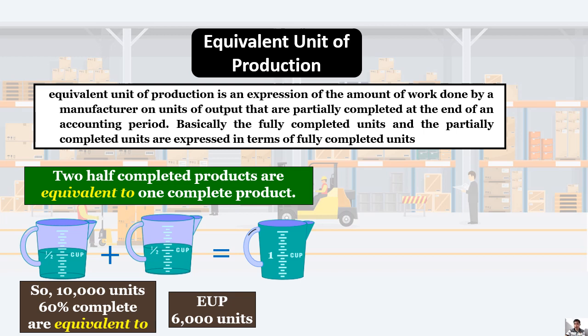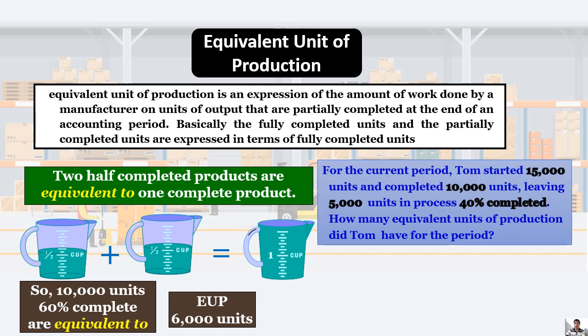So ito medyo damihan natin, diba? So let's say for example, for the current period, Tom started 15,000 units and completed 10,000 units, leaving 5,000 units in process. However, yung 5,000 na yon is only 40% completed. So ang tinatanong, how many equivalent units of production did Tom have for that specific period? So as I mentioned earlier, ang concept ng equivalent unit of production, pagsasama-samahin nyo yung mga partially completed items para makabuo ka ng completed item.